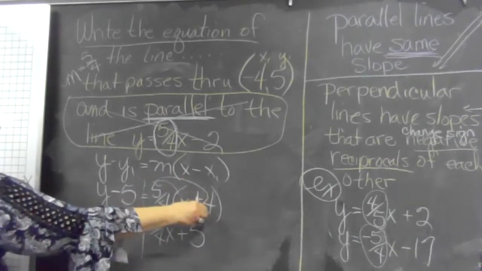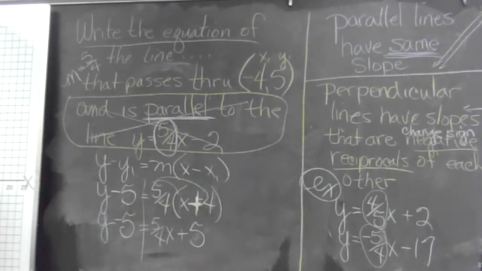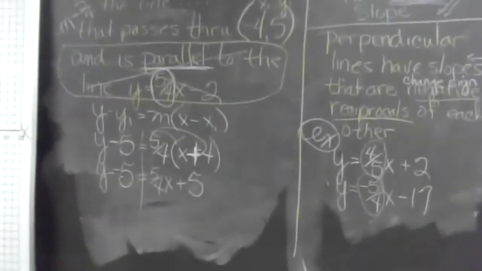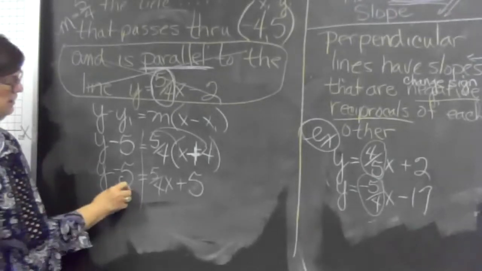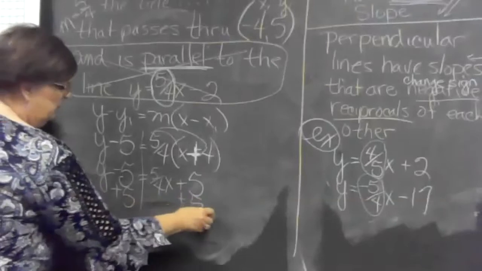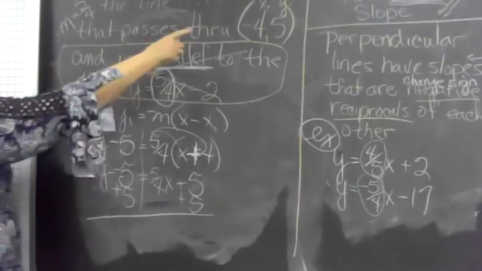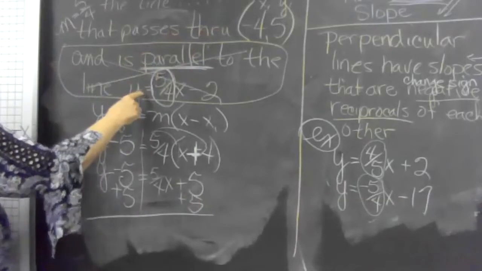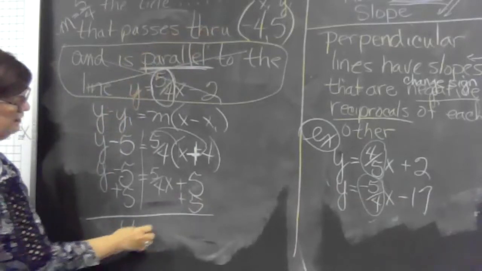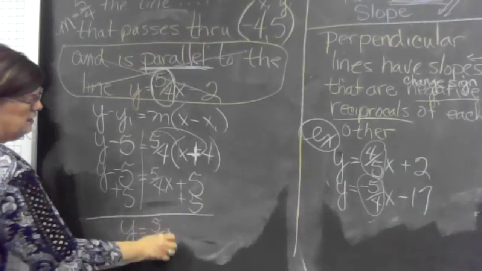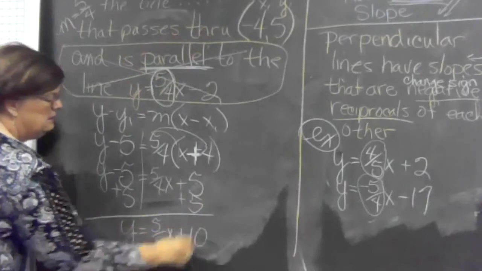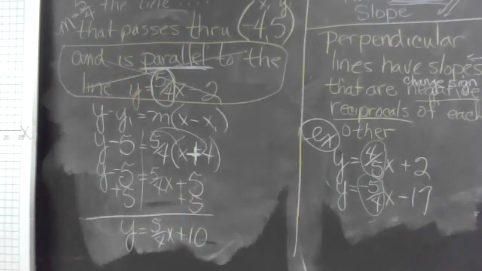Because when I take 5/4 times 4/1, it comes out 5. And then we finish this up by adding 5 to both sides. So the equation of the line that passes through that point and is parallel to this is y equals 5/4 x plus 10. Okay? Y-intercept doesn't matter, the slope does. Are you guys okay with that?